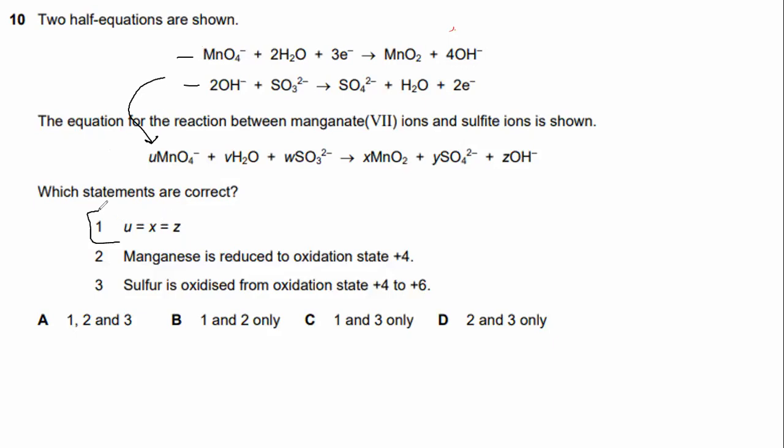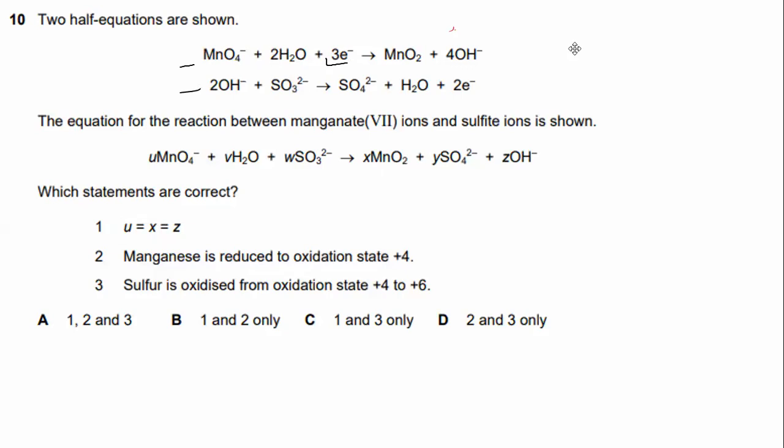our problem is point 1. We need to make sure that u equals x and z. Here u equals x and z, to make sure whether this one is correct or not, we have to add these equations together and find the correct answer. So now what I'm going to do is add these two equations. These are half equations because they have electrons.